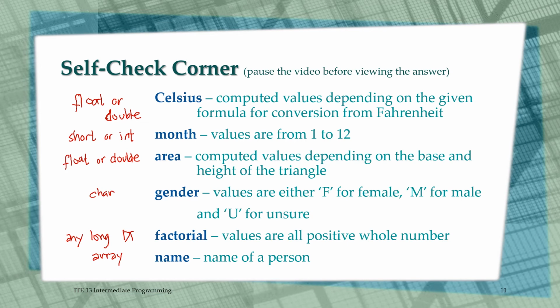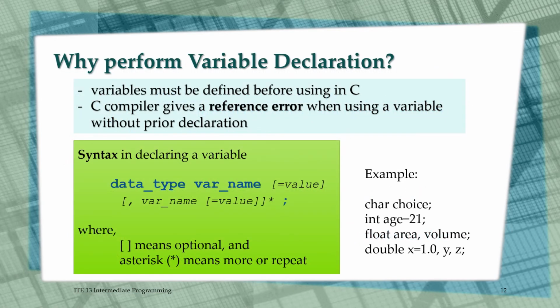Why is there a need to perform a variable declaration in C? In C programming, it is a must to define variables before using them. As discussed before, variables store data. The data will be stored in a memory address. To store this data to that address, C needs to associate the variable to a memory address first.